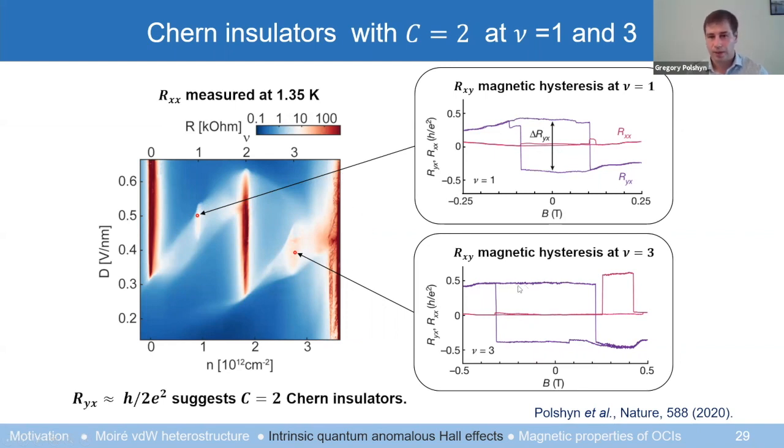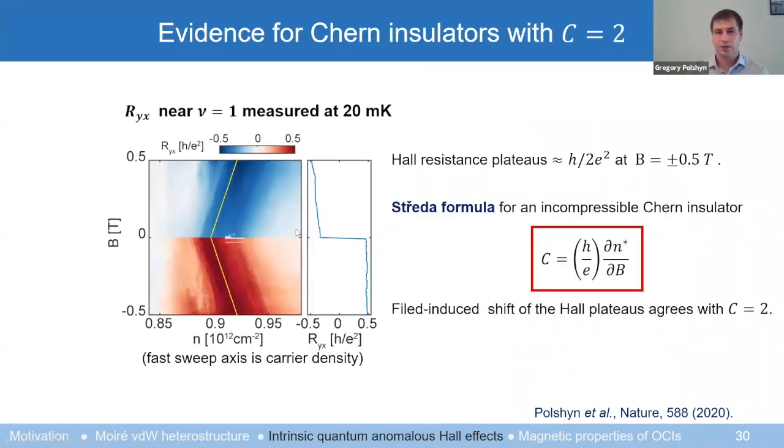Okay, as I mentioned earlier, we don't observe perfect quantization for these states. So how can we be sure that they're indeed Chern 2 insulators? Another major piece of evidence for that comes from the low field behavior of Rxy in this system. Here it's shown in a narrow range of carrier density around nu equals 1.